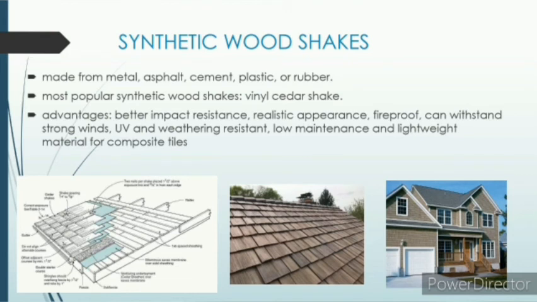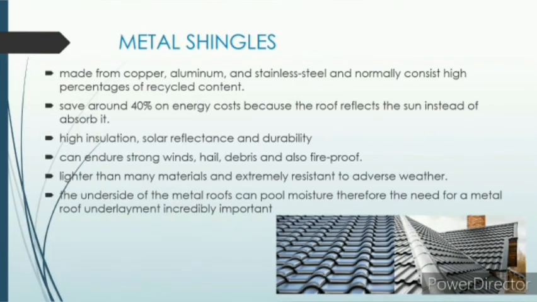Synthetic wood shakes are a newer type of roofing that uses alternative material to replicate traditional forms of roofing material. The most popular one is vinyl cedar shakes. They are lightweight and bring lots of advantages. Metal shingles are made from metal and consist of recycled content. They are energy efficient because the roof reflects the sun rather than absorbs it.